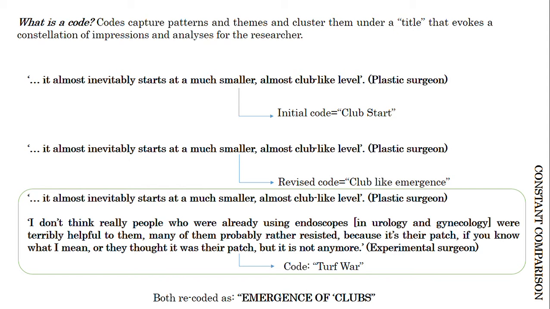Then you bunch them together, and you try to find similarity within these codes. And when you find some similarity, then you create a new theme, and here the new theme is emergence of club. So this is basically the second order theme creation.